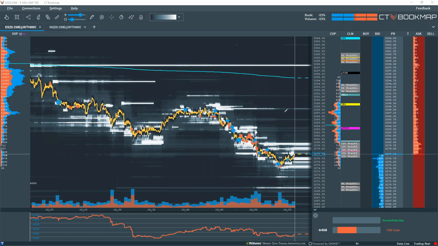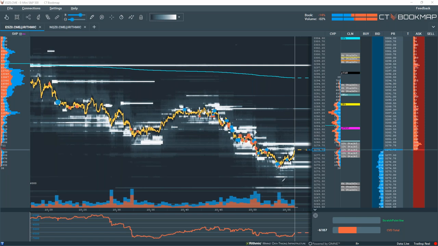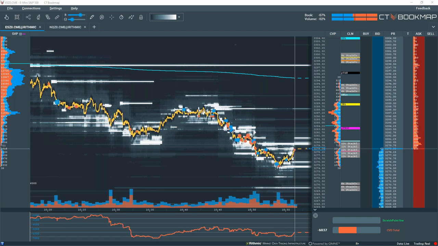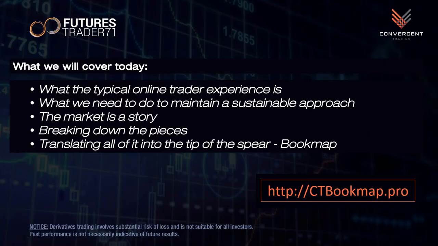And that hasn't changed since 2005. I don't need to change what I'm looking at all the time. I might change the tools, but the overall market view remains the same. It has remained the same. Okay. So what are we looking at right now? Actually, I think I'm over my time.